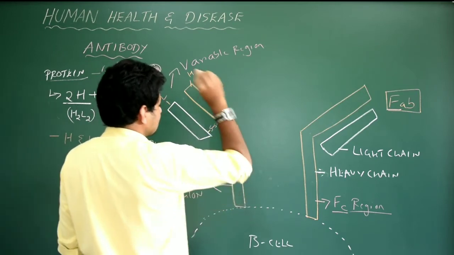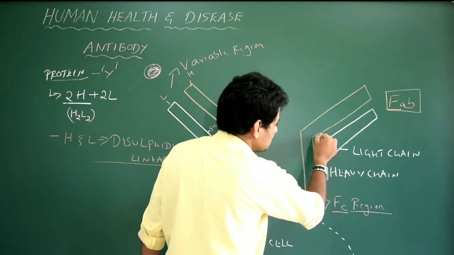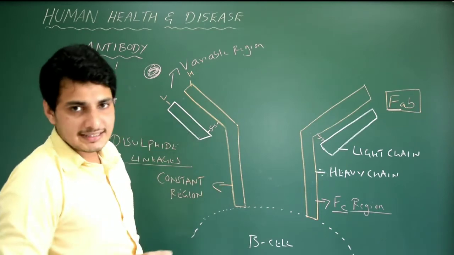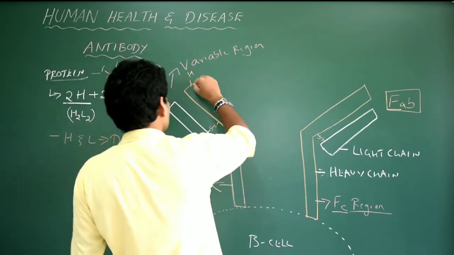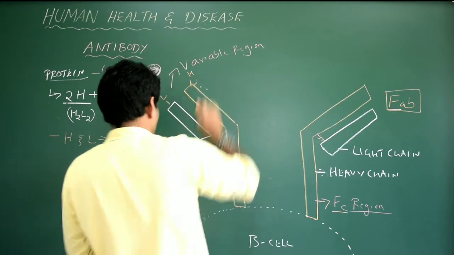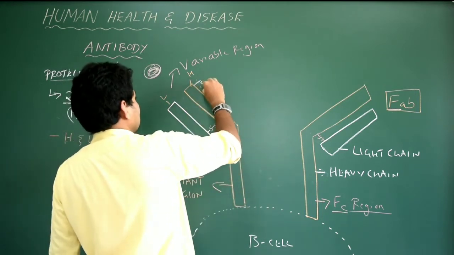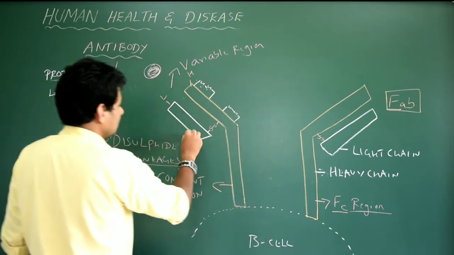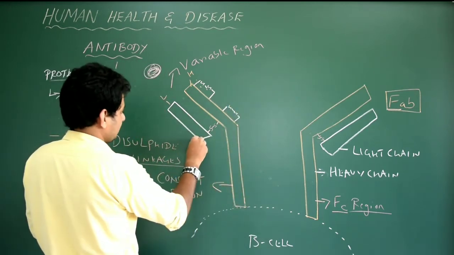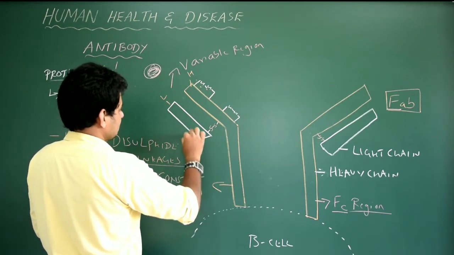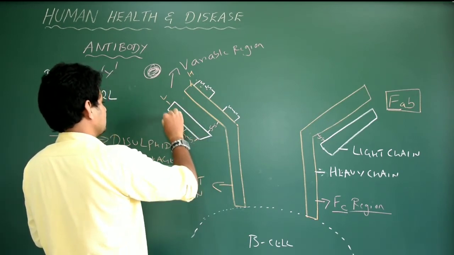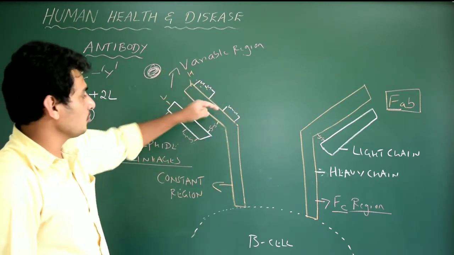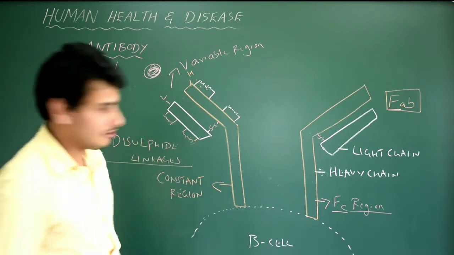Here you should be very specific. Between heavy and light chain you see one disulfide linkage. Here also you see another disulfide. Here also. Here also. Let me use another color. Here. 1, 2, 3, 4, 5. Within one variable region, you see how many disulfide bonds or linkages? 5. 5 are there. Same thing here.